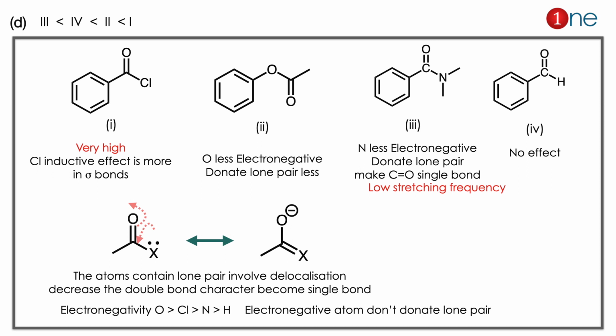But chlorine in a single bond behaves only inductively. So the electronegativity of chlorine is very high there. So the CO bond length decreases, and it has a very high frequency. Then if you look at the aldehyde, it will be very low because no effect is there. So it will be the least one.